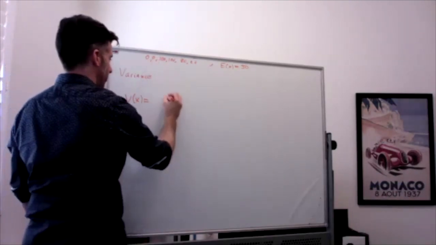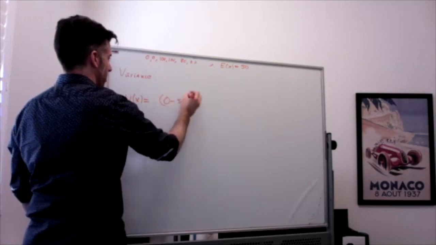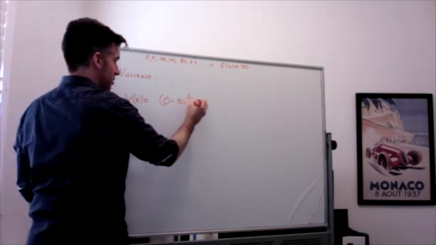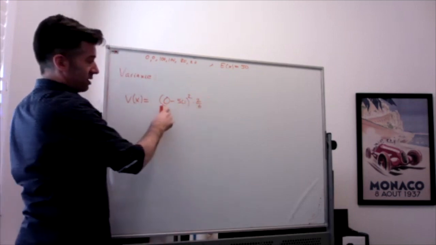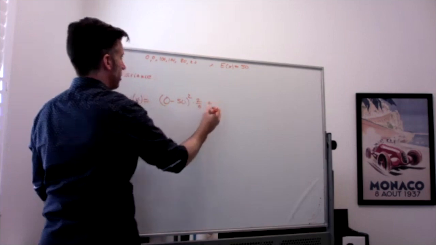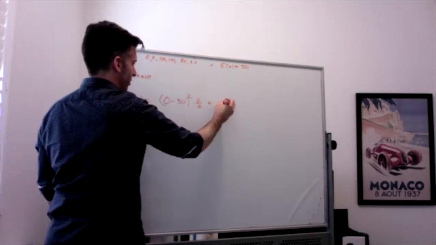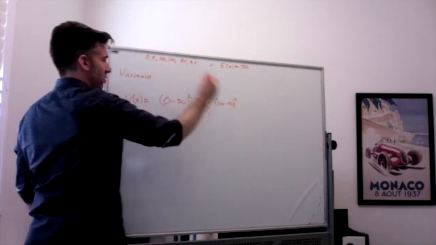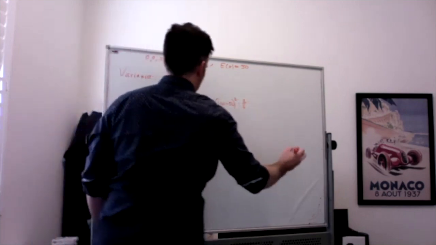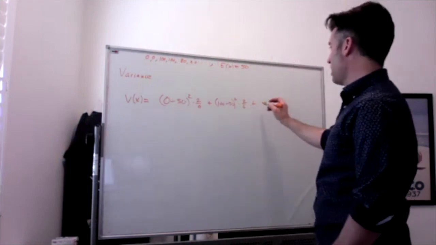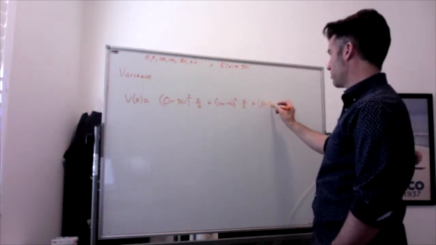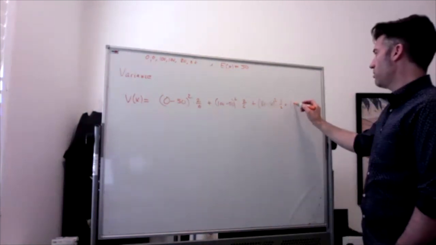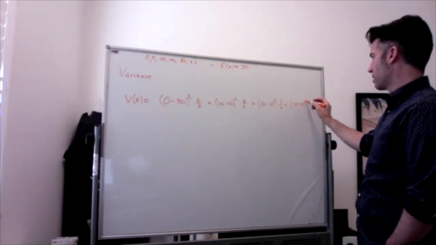So 0 minus 50 squared times the probability of getting a 0, which is going to be 2/6. And then it's also going to have 100 minus 50 squared times the probability of getting 100, which is also 2/6. And then we're going to have 80 minus 50 squared times 1/6. And then we're also going to have 20 minus 50 squared times 1/6.